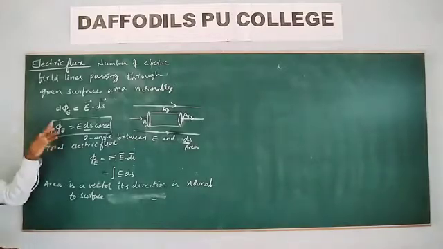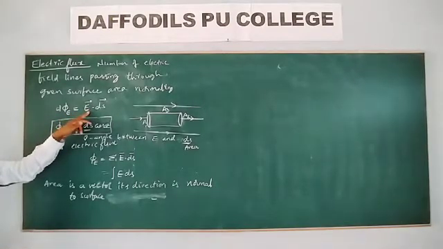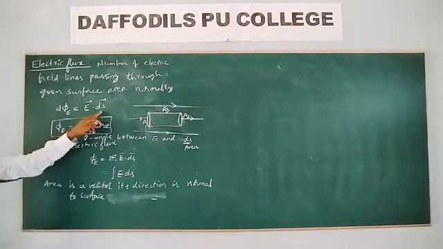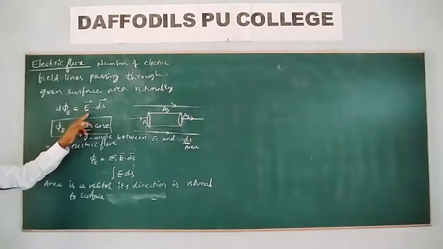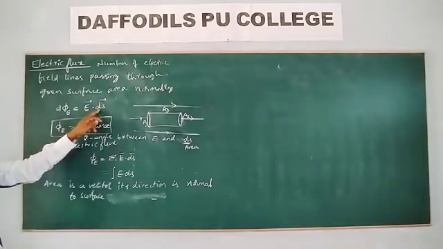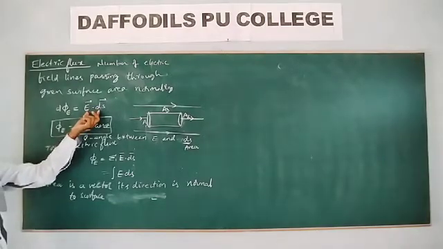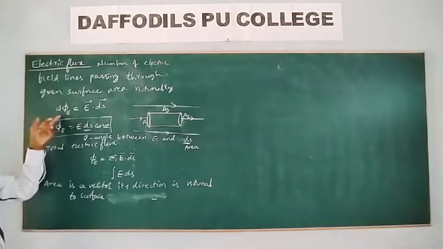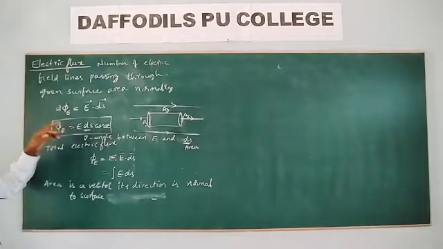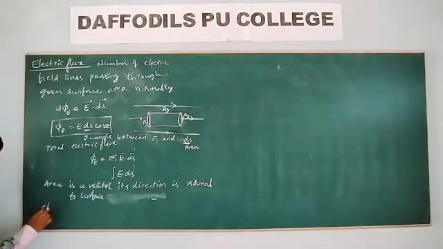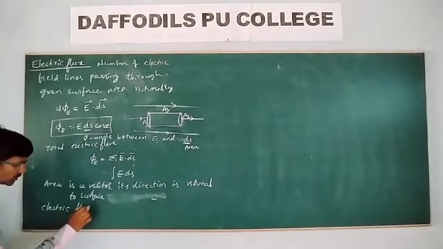Now, is the electric field a vector or a scalar? You can see here E bar dot ds bar. The electric field is a vector, the area is a vector, and the dot product between two vectors is a scalar. Therefore, electric flux is a scalar. It is not a vector.